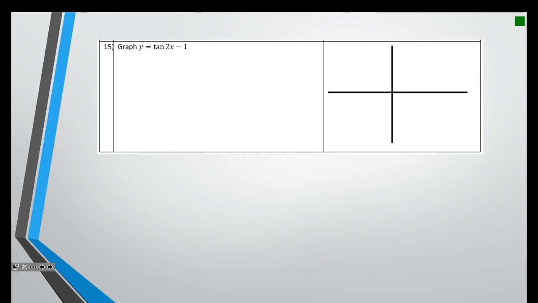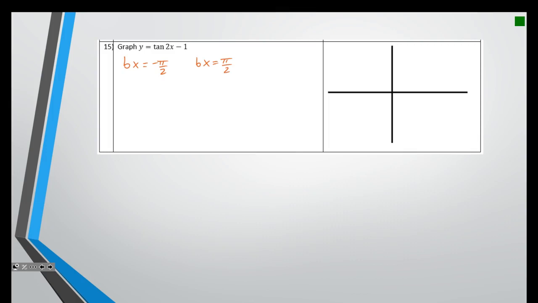All right, now we are going to graph a tangent function. I see that there is a b value and a k value, so that tells me that my asymptotes are going to change and the graph is going to be shifted down by 1. So the first thing I want to do is figure out asymptotes. So I'm going to do bx equals negative pi over 2 and bx equals positive pi over 2.